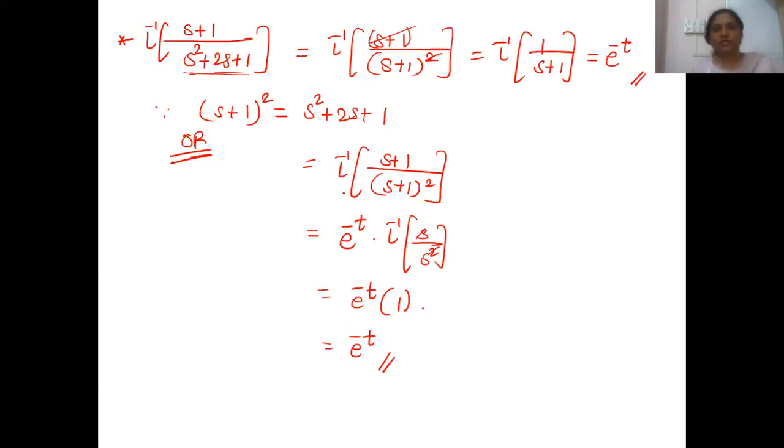You can either go by first shift or... Okay, so we'll go to the next now. Next question. Let's try this. Find Laplace inverse of 3s plus 7 upon s square minus 2s minus 3. What will you do now?